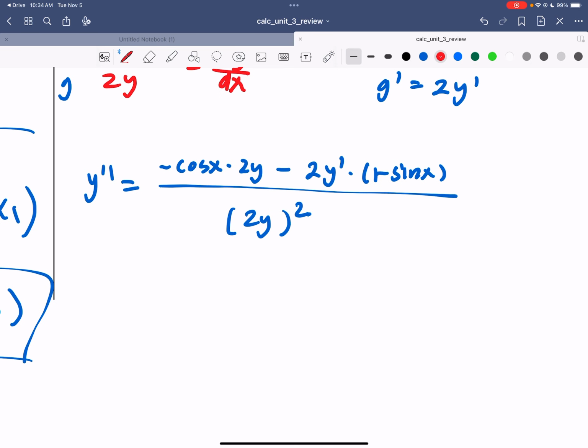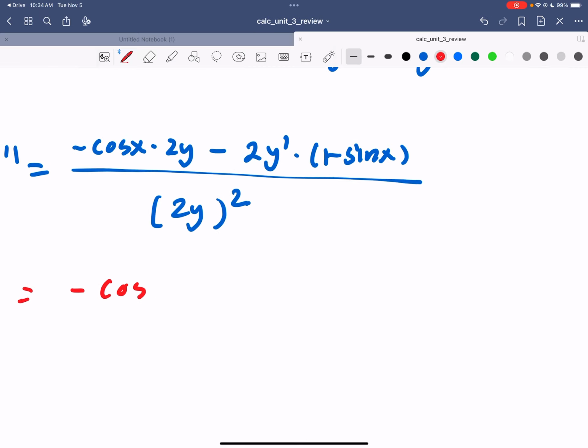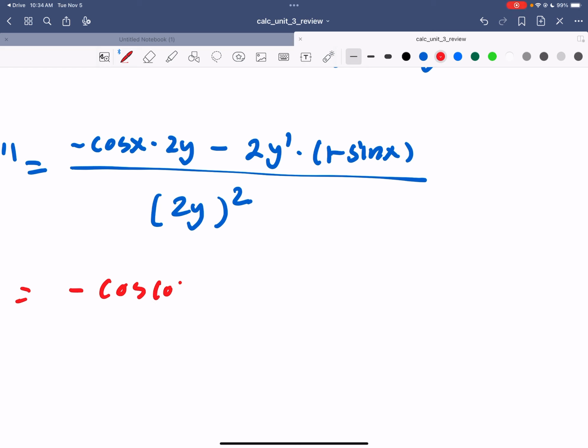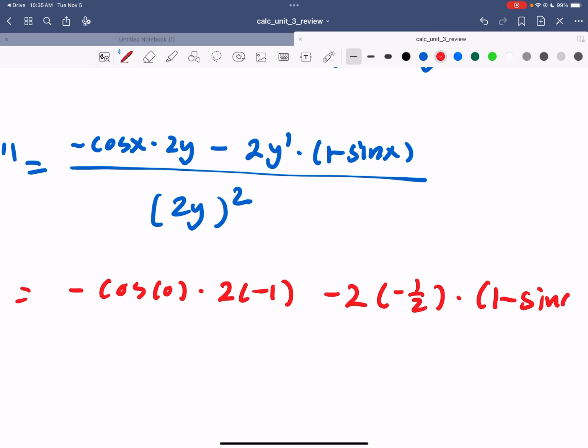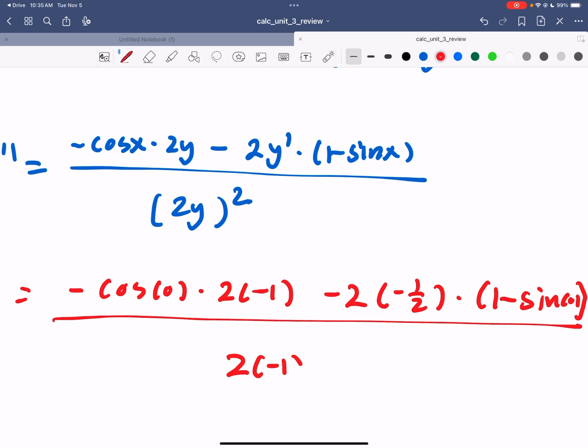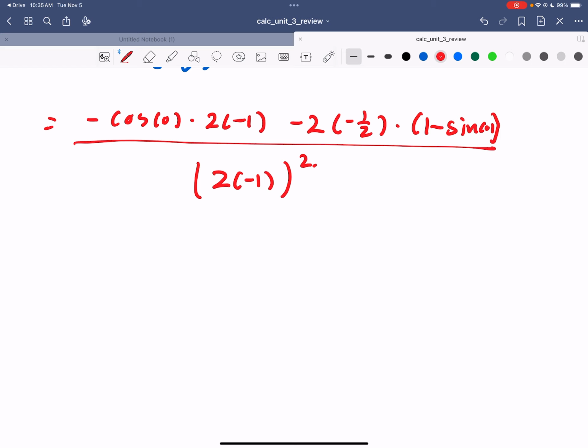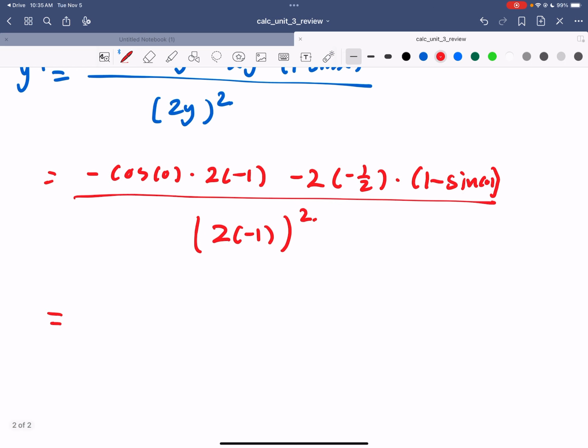Now let's plug it in. Negative cosine of, what was the x? 0? Yeah. Cosine of 0 times 2 times -1 minus 2. Y prime was -1/2 times 1 minus sine of 0 all the way over 2 times -1, right? Squared. All right, let's do it one by one. You all think this is too much, right?